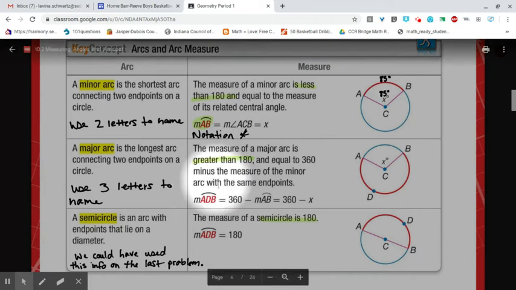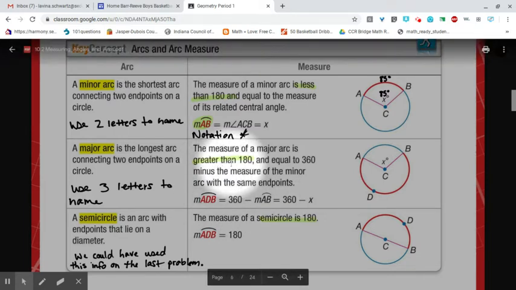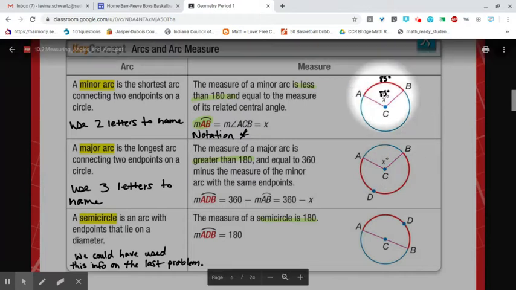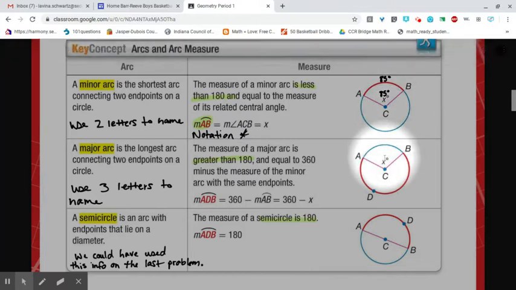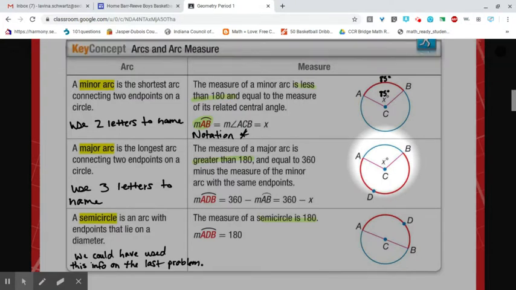The major arc here has 3 letters, okay? And its measure will always be greater than 180. So here, greater than 180. So once again, if this angle is still 85, which is what they're trying to point out down here, this is 85, you're going to take 360 minus 85, and then that gives you the measure of ADB.